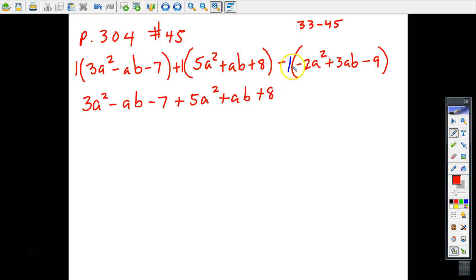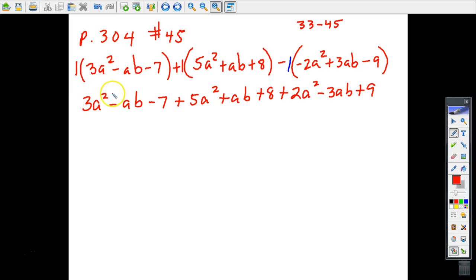Now, when I get to this last polynomial, I'm distributing negative 1. So that's a different story. Negative 1 times negative 2a squared makes it positive 2a squared. Negative 1 times positive 3 is negative 3ab. And then negative 1 times negative 9 makes plus 9. And now that I've removed all the parentheses, I can do what we were doing previously, combine like terms.